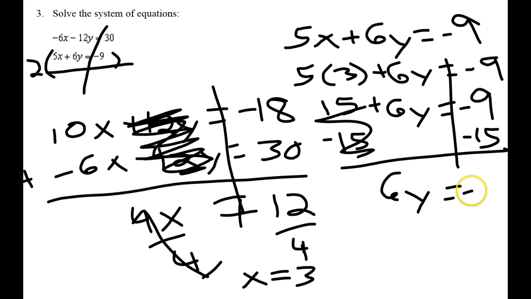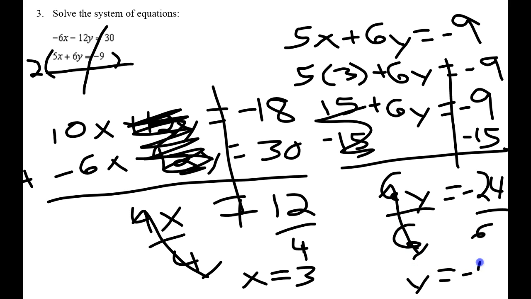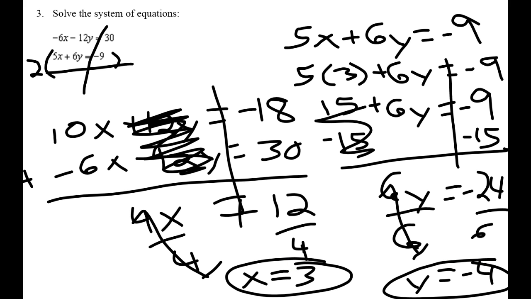minus 15 is negative 24. To get that y by itself, I divide by 6. And so I have y equals negative 4. So the solution to this problem is x equals 3 and y equals negative 4.